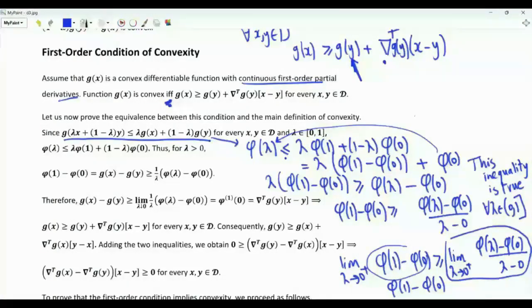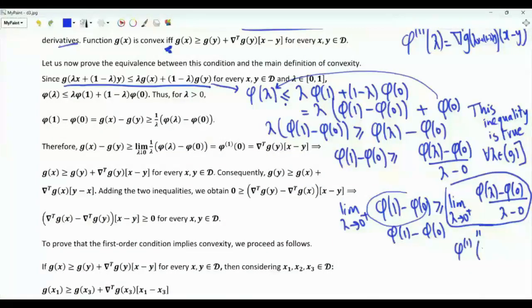Note that because g is differentiable, then phi is differentiable. We obtain the first derivative of phi with respect to lambda as the inner product of vector x minus y and the gradient of function g at lambda x plus 1 minus lambda y. The right-hand side is the first derivative of phi evaluated at 0. We have established the inequality that phi of 1 minus phi of 0 is greater than or equal to the first derivative of phi evaluated at 0.